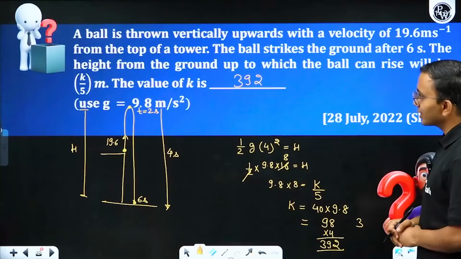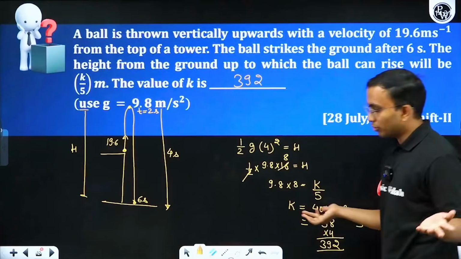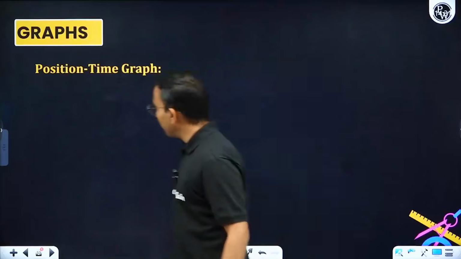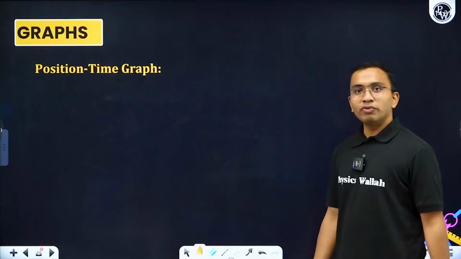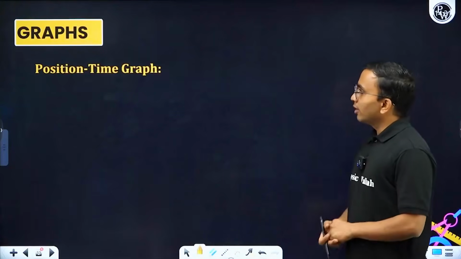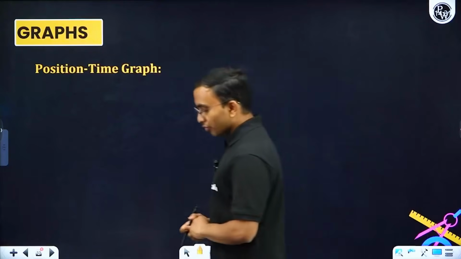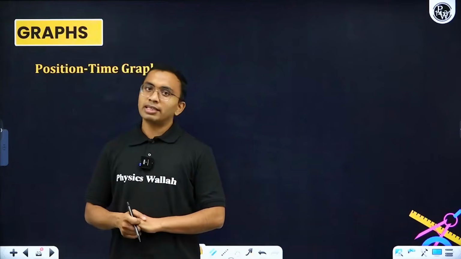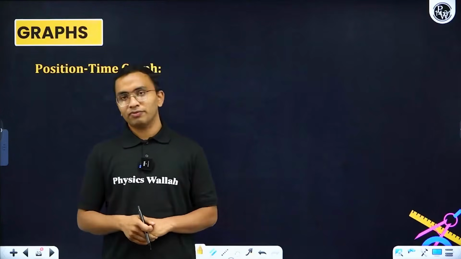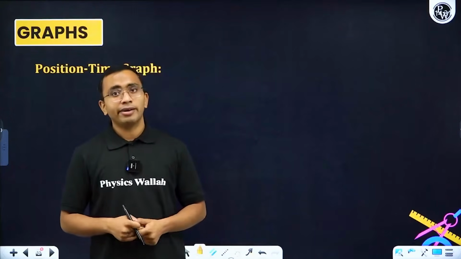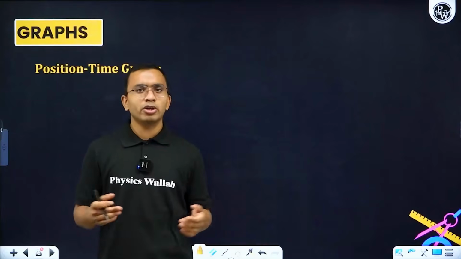Okay, getting this concept? So many questions we did. I hope you are very clear with this thing. Now moving to graphs. Graph is also one of the important concepts from where JEE Mains is asking questions continuously. Very important topic I'll say, and it's not that difficult to learn either.